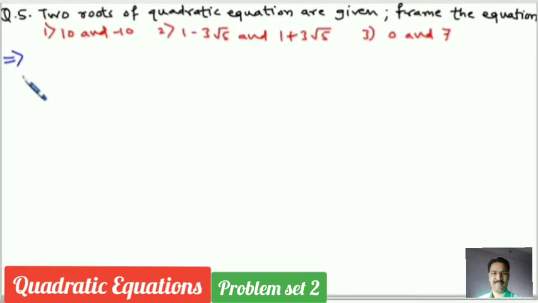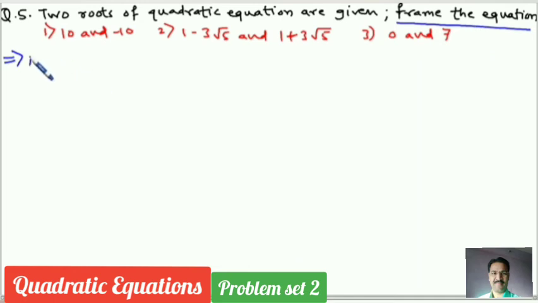See friends, in this question number 5, two roots of a quadratic equation are given. From those two roots we are going to frame the equation. We have to frame the equation. To frame the equation what do we need? Alpha plus beta and alpha into beta, as we studied here. Okay, see the first one.